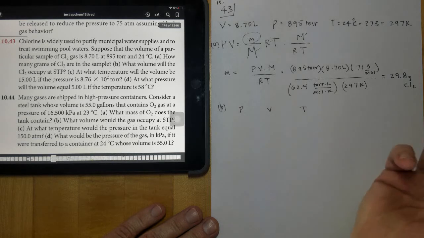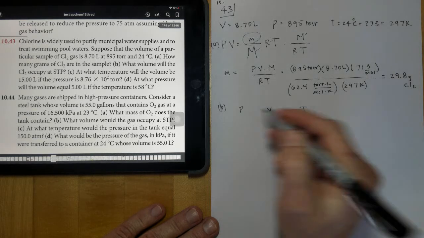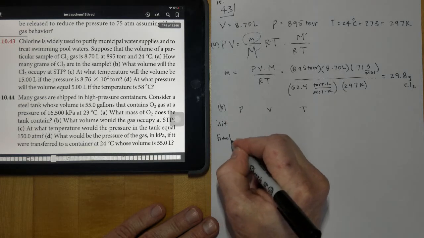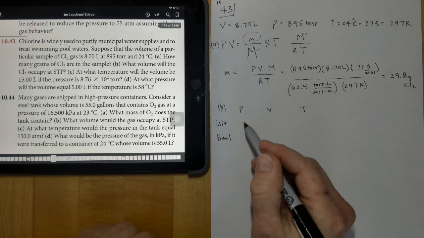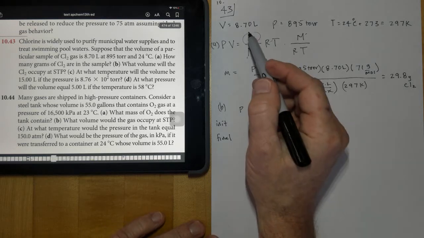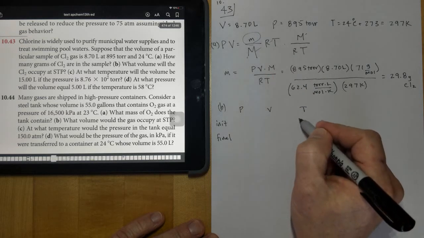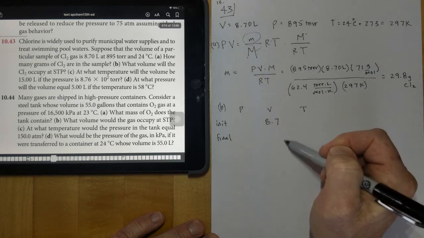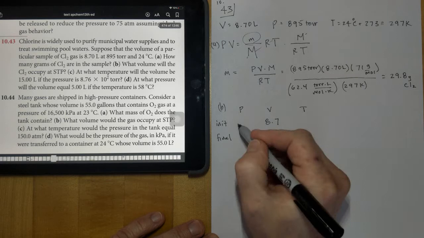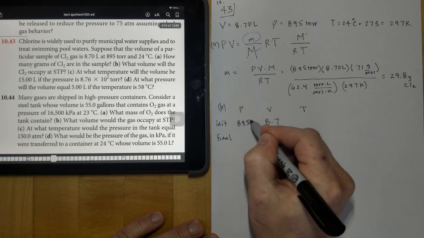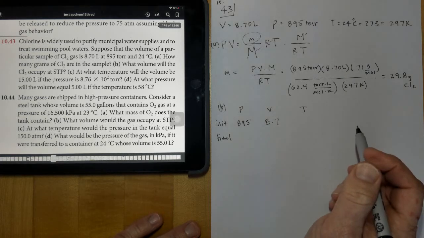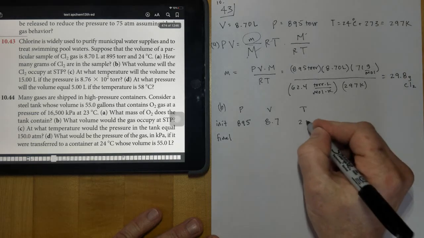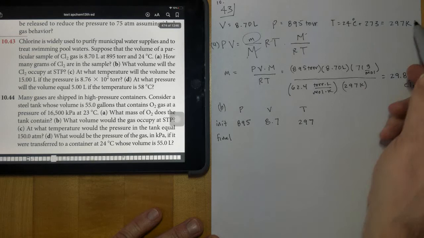Now the number of moles of gas are going to remain the same, so we're not going to have to take that into account. And then we're going to have some initial conditions and some final conditions. And so initially, remember, we have 8.7 liters. I'm just going to drop the variables right now because they're going to be the same. The pressure is 895 torr to start with. And then the temperature, remember, is 297 K to start with.